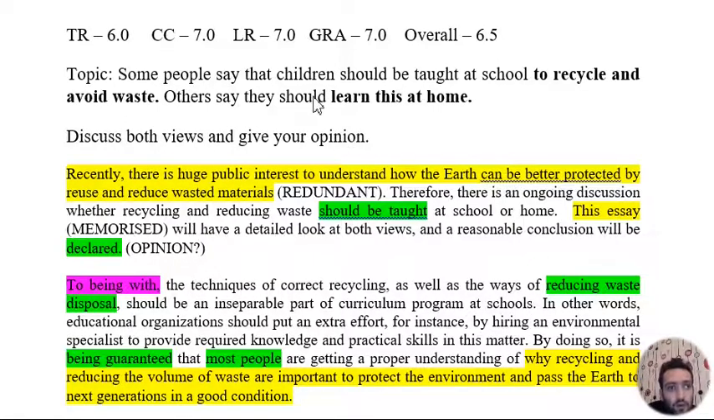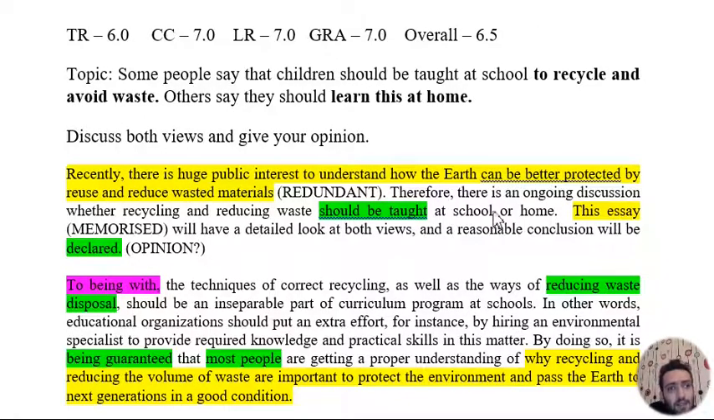So, we should discuss whether children should be taught at school or at home on how to recycle and avoid waste. If you read the introduction part of this essay about recent interest about environment and environmental problems, you may see that this is not directly related to the topic, so I've noted it and highlighted it, and you can see the word redundant, so it means that it is unnecessary to write such sentences in the introduction. It's better to start with the topic, and it's better to cover the topic of recycling, recycling among children, knowing about how to recycle from the early age of a person's development.